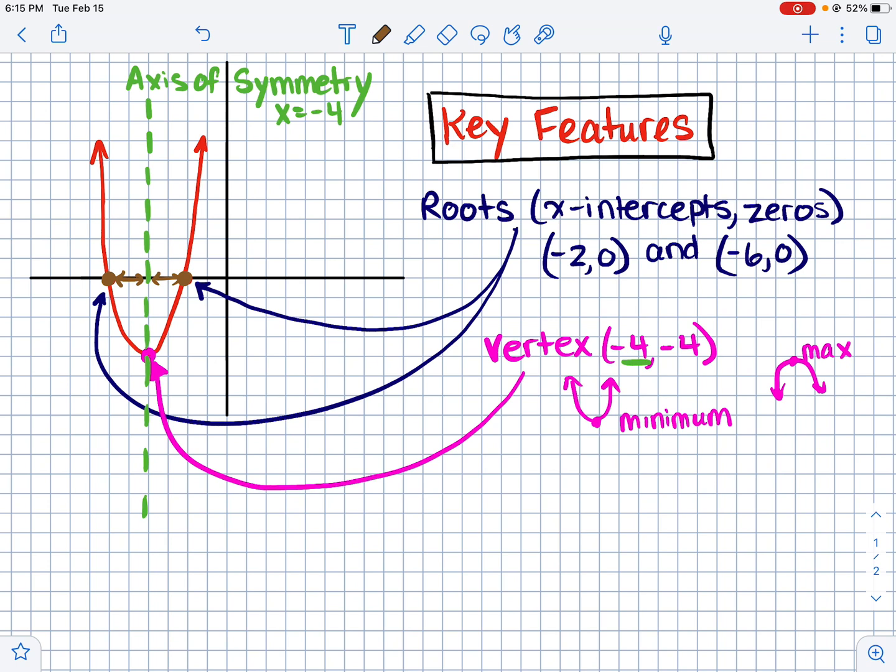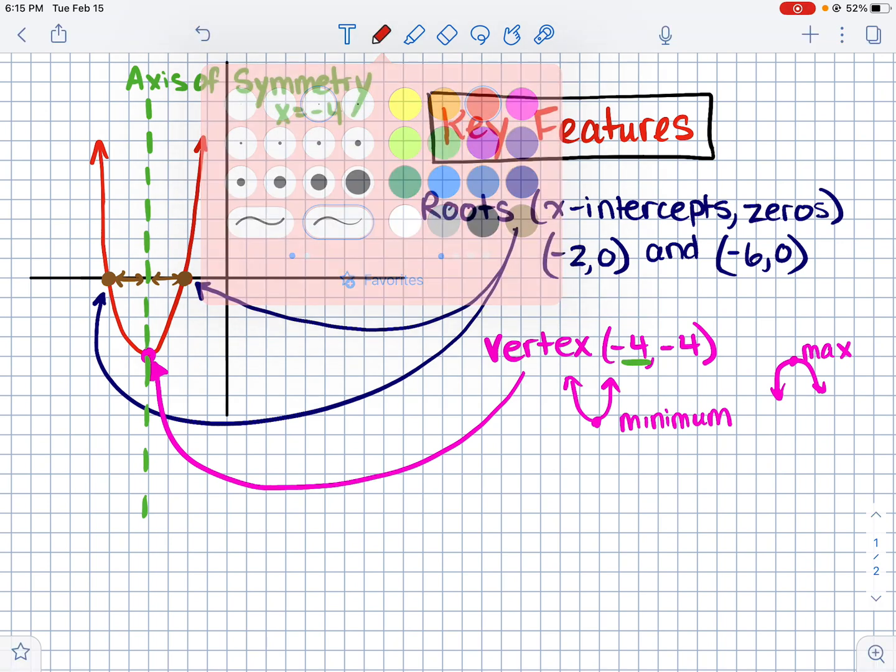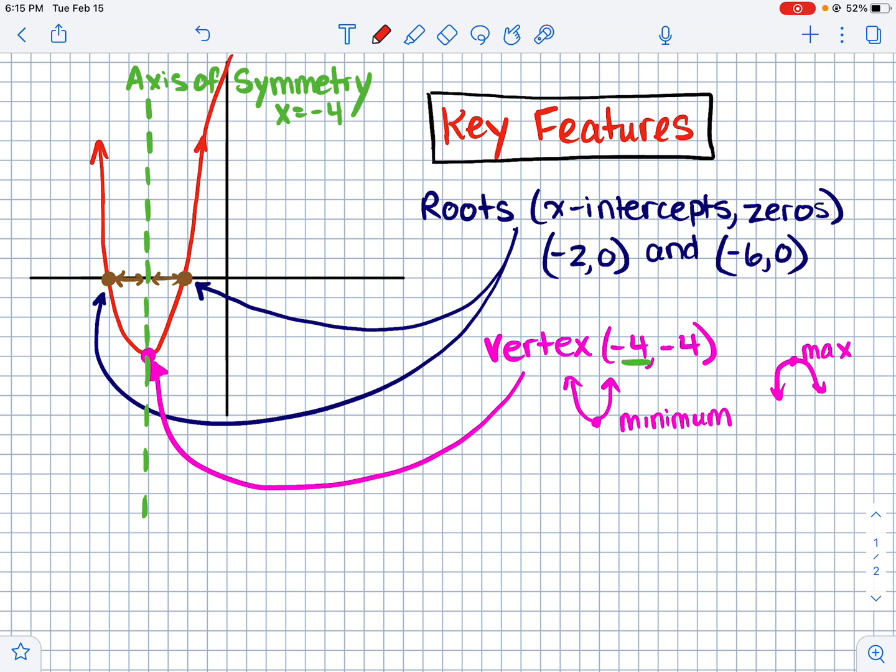Okay, so those are 3 really important key features, and if I would have kept drawing this guy, it would keep going, and eventually it would cross the y-axis, so we would also have a y-intercept, but I did not pick a very good graph to show that. But the y-intercept is when x is equal to 0. It's wherever the parabola crosses the y-axis. That's a terrible drawing, by the way. Okay, I'm trying to think of other key features, but that's all I got.